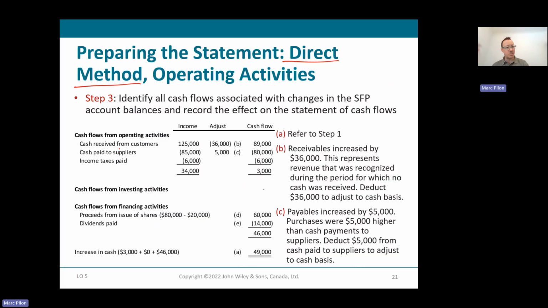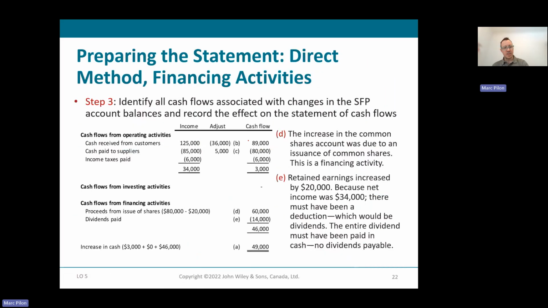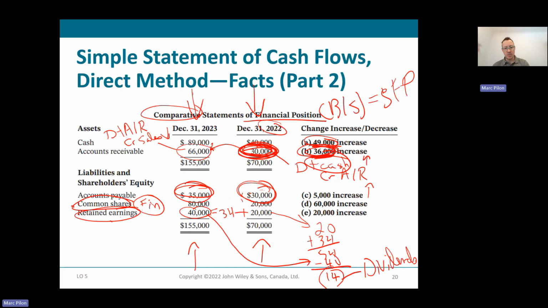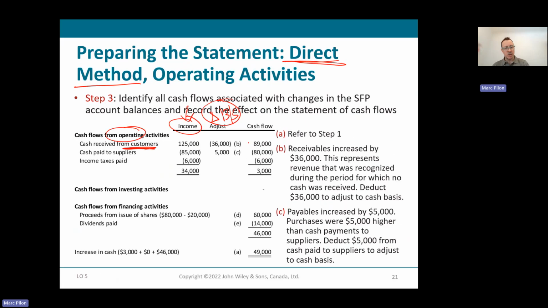So now cash receipts from customers, right? We don't start with net income because we're using the direct method. We start with cash receipts, which I draw from my income statement. I adjust for the change between two balance sheet dates. So that's that 36 here, which gives me the 89. I had already calculated that for us. And then cash payments to suppliers is 80. Cash taxes paid, that's an easy one. It's given right here. No changes to make here.